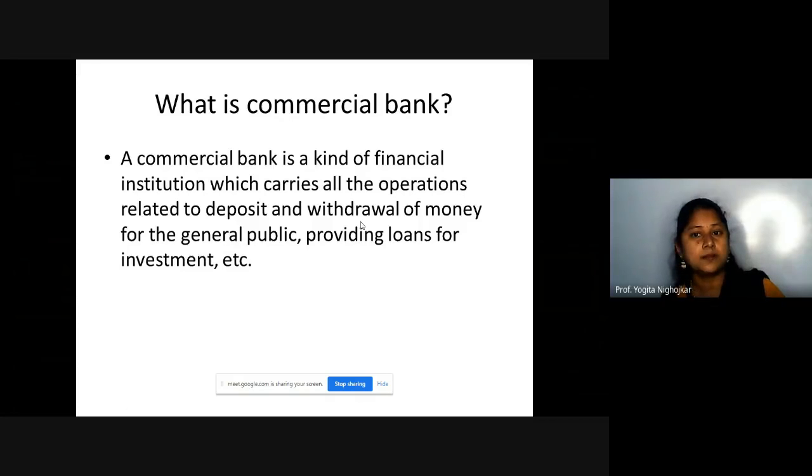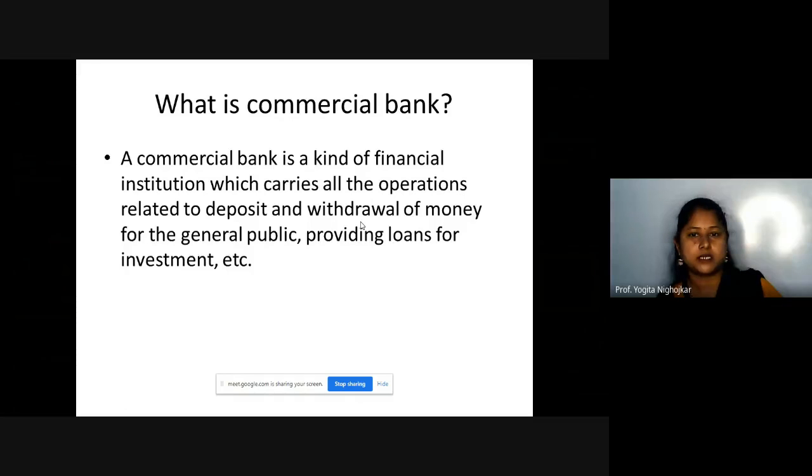मीन्स लोगों का मनी सेव करती है. कमर्शियल बैंक क्या करती है? लोगों का मनी सेव करती है और जरूरत होने पर बिजनेस के लिए उनको लोन भी देती है. Commercial banks act as intermediaries in the country's financial system to bring the savers and investors together, right?